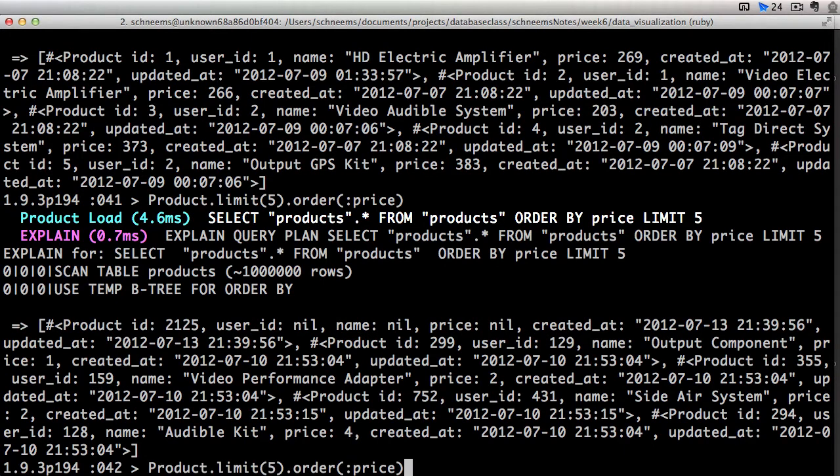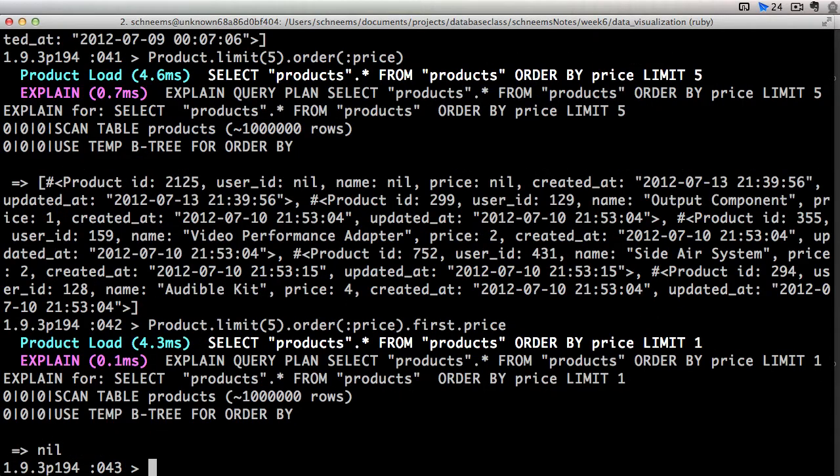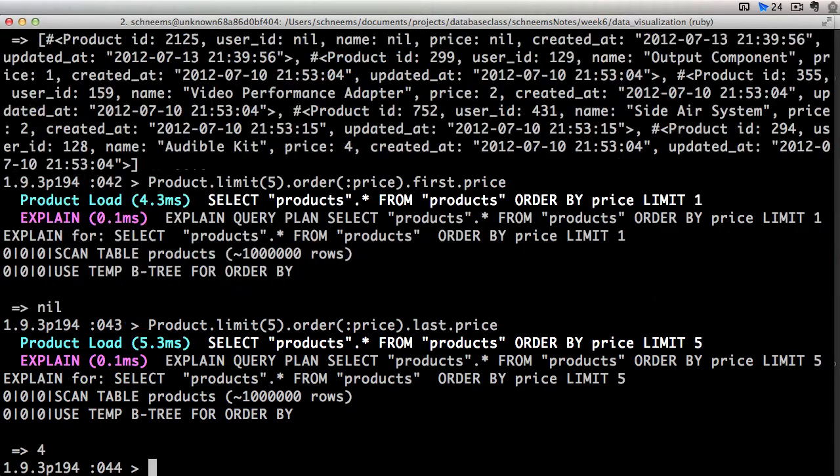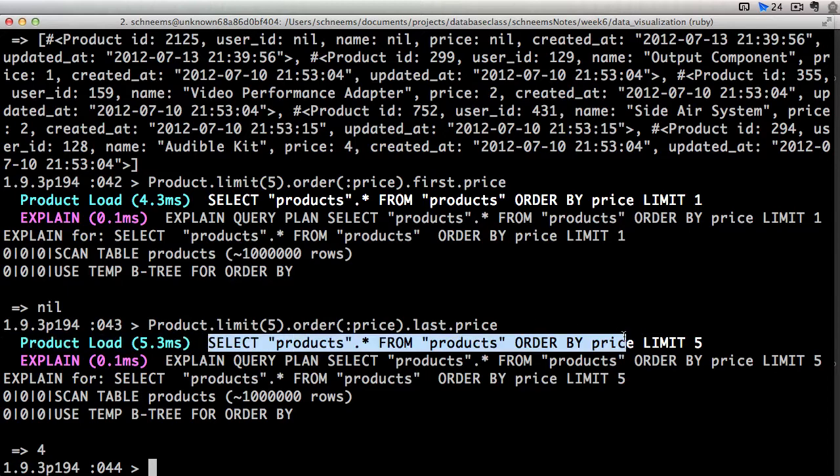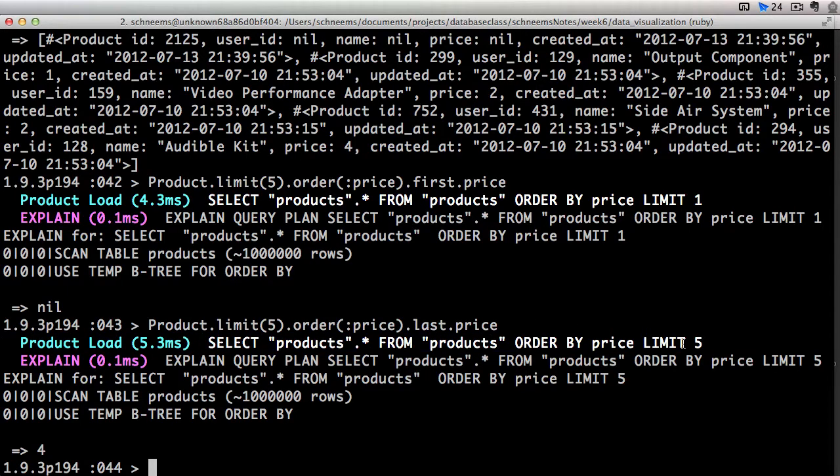Now, when we do this, we can see that our first price is actually going to be nil. So we have an item in our database that doesn't have a price. Now, let's take a look at last. So a price is 4. Whenever you use order, you can actually see here that we are selecting products.* from products, order by price, and we're limiting by 5.